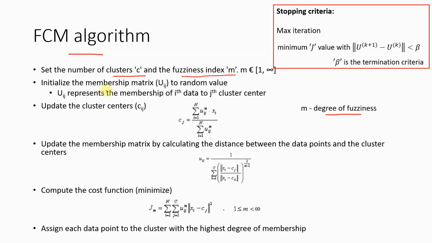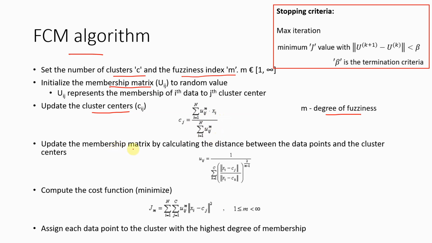Then we need to initialize the membership matrix, which is initialized to random values that represent, for every data point, how it belongs to cluster 1, cluster 2, up to cluster n. Based on the initial membership values, we need to update the cluster centers. The cluster center is calculated as the summation of the membership function with the input features, divided by the summation of the membership function.